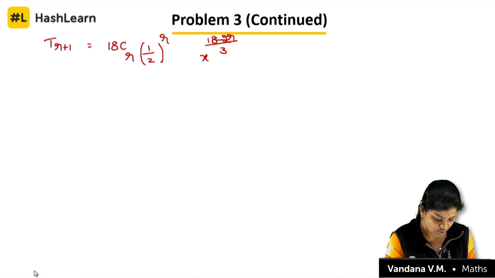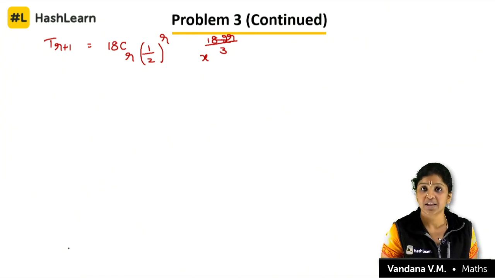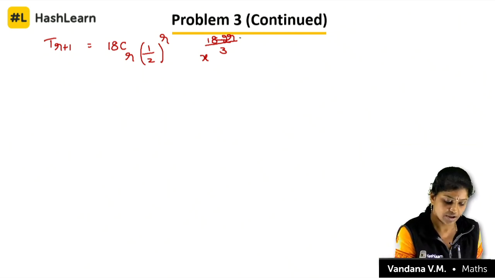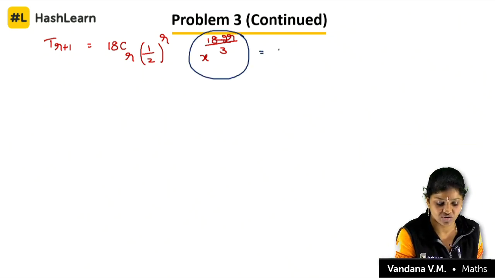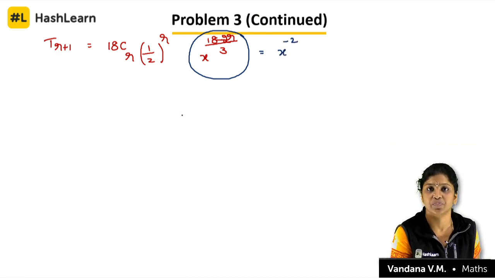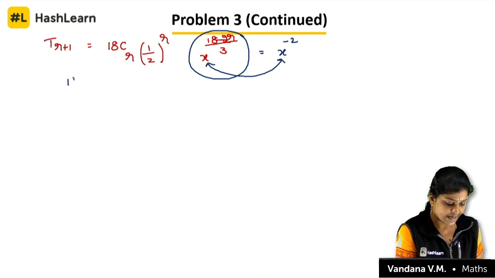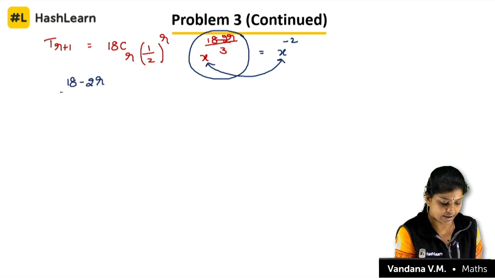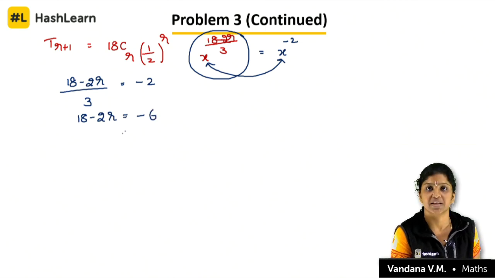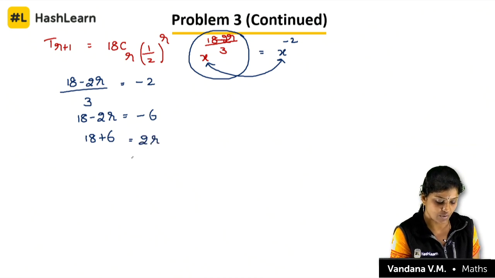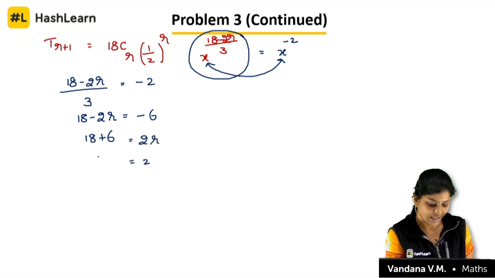Now the given question, what they are telling? They are telling that x power, it is equal to x power minus 2. First you find out the coefficient of this term is equal to x power minus 2. Now you equate x: 18 minus 2r divided by 3 is equal to minus 2. 18 minus 2r is equal to minus 6. Bring it to one side. 18 plus 6 is equal to 2r. 2r is how much? 24.